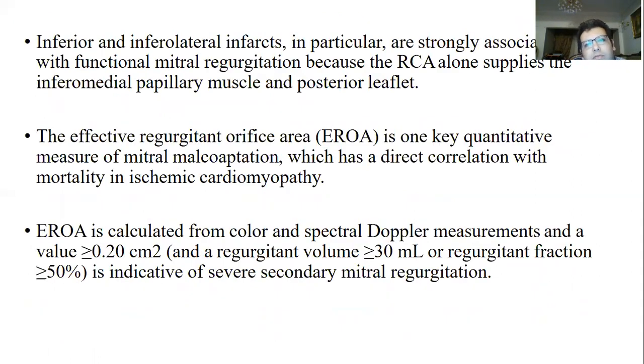Inferior and infralateral infarctions in particular are strongly associated with functional mitral regurgitation because the right coronary artery alone supplies the inferomedial papillary muscle and the posterior leaflet. The effective regurgitant orifice area is one key quantitative measurement of mitral malcoaptation, which has a direct correlation with mortality in ischemic cardiomyopathy. Effective regurgitant orifice area is calculated from color and spectral Doppler measurements, and a value of more than 0.2 square centimeters, a regurgitant volume of more than 30 milliliters, or a regurgitant fraction of more than 50% is indicative of severe secondary mitral incompetence.